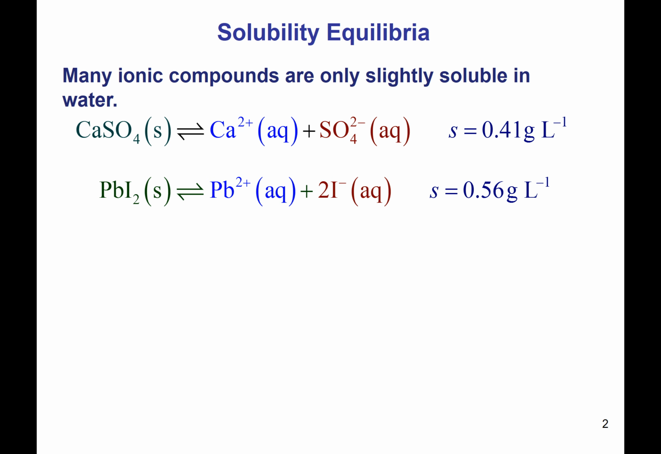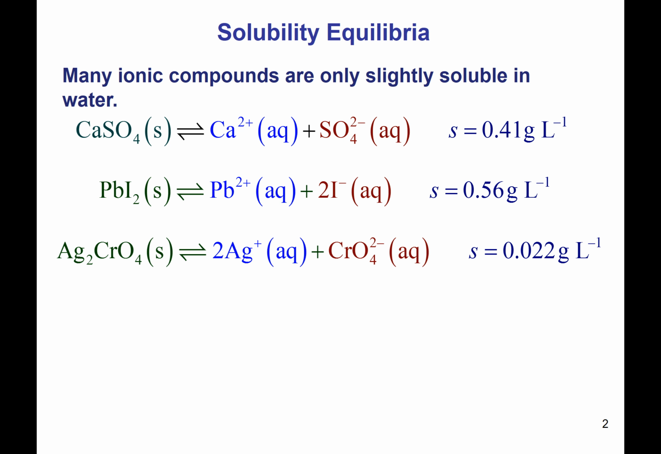Another example is lead iodide, that when it is put in contact with water, it dissolves into lead cations, lead 2 plus, and 2 iodide anions. In this case, the solubility at 25 degrees centigrade is 0.5 or so grams per liter.